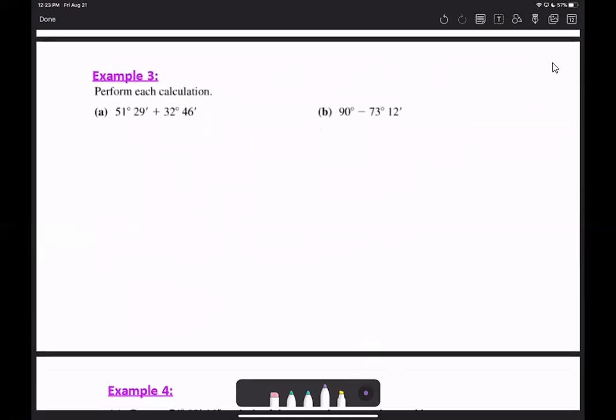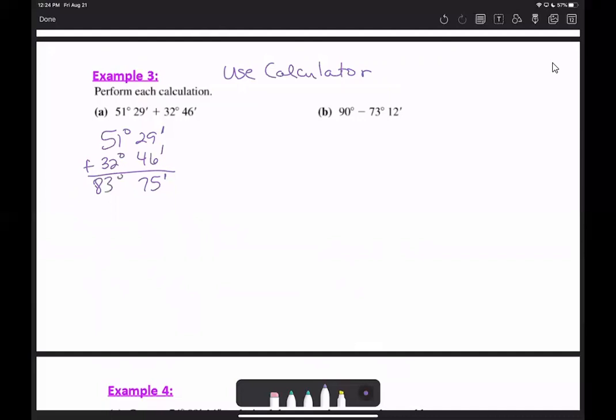Here we're performing calculations. You can enter all of this into your calculator, which I would suggest using, but I am going to work these out by hand. I'm going to add these degrees and minutes. This is 51 degrees, 29 minutes. The one little apostrophe means minutes. If there were two apostrophes, it would be seconds. I want to add that to 32 degrees, 46 minutes. When we add, we add the units together, so I get 75 minutes and 83 degrees.